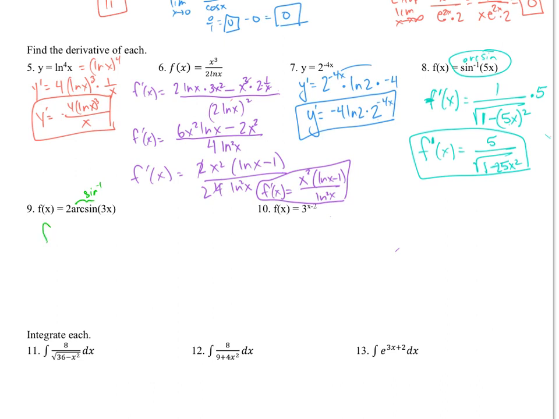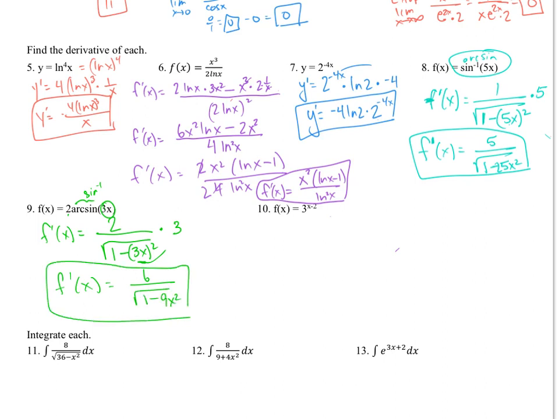So f prime of x is going to be this 2, first of all, stays right there. Then this becomes the square root of 1 minus, and I'm going to take my u value right there, squared, times this du right here, which ends up being 3. So when all is said and done, f prime of x is going to be 6 over the square root of 1 minus 9x squared. Just like that.